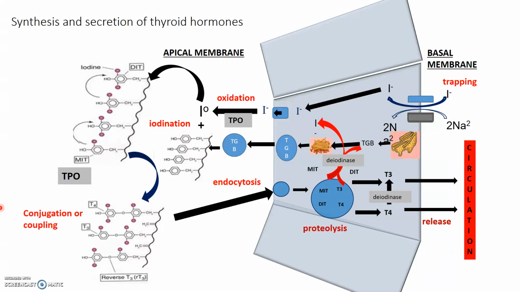Okay, one important thing that you have to remember here is that the TPO enzyme, or thyroid peroxidase enzyme, is more efficient in combining 2 DIT to produce T4 than combining 1 MIT and 1 DIT to produce T3, which explains why the thyroid gland primarily produces T4 more than T3.